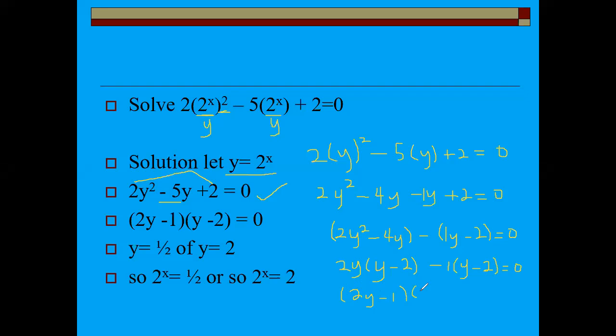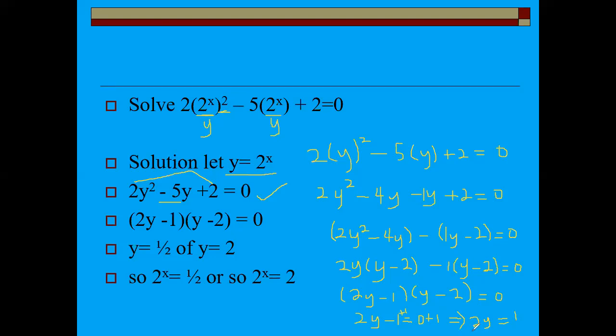Okay, times y minus 2 equals 0. So on that note, we can solve for y. This will be 2y minus 1 equals 0, which will imply, when we add 1 to both sides, we end up with 2y equals 1.